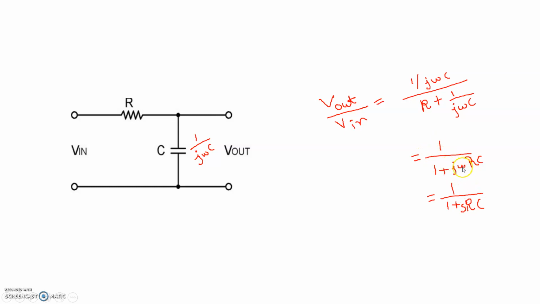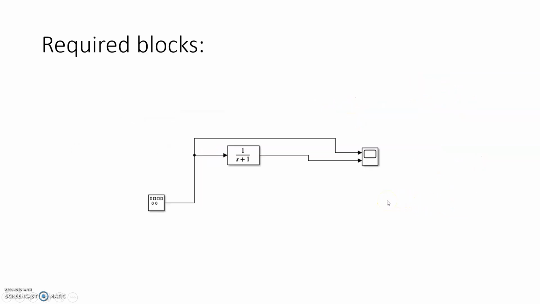j omega can be replaced by s, and we can get V output by V input equal to 1 by 1 plus sRC. Now if you put R equal to 1, C equal to 1, what you will get? V output by V input equal to 1 by 1 plus S. So obviously that is also going to be a transfer function of a low pass filter. And this particular block 1 by 1 plus S is directly available in Simulink in the continuous block. You can get that.